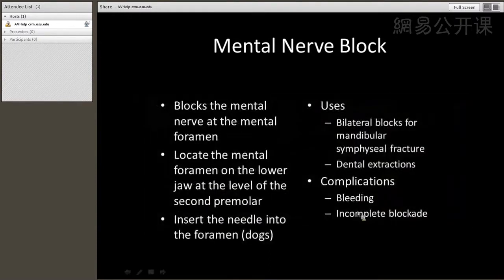Typical uses are going to be for bilateral blocks for a mandibular symphyseal fracture, really common to do in cats as well as dogs, especially Yorkies. And complications again include bleeding and incomplete blockade.